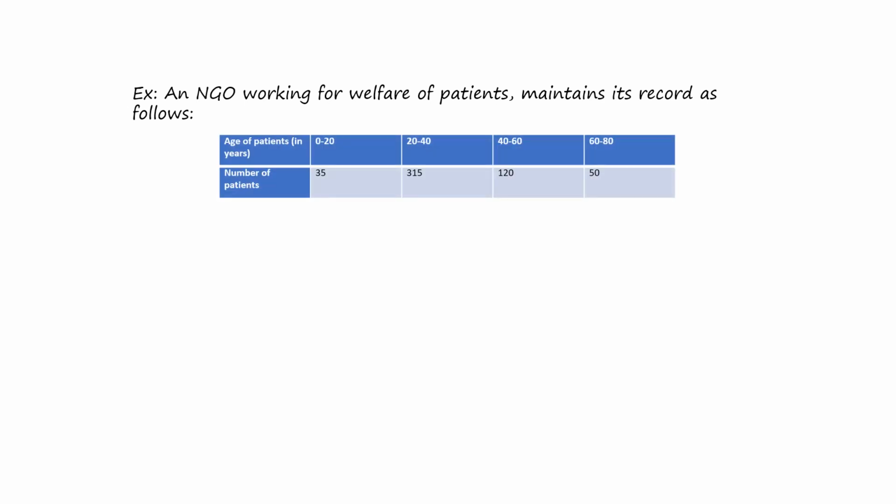Let's see another example. An NGO working for the welfare of patients maintains its record as follows. So here is the record of the NGO. Find the average age of the maximum number of patients. Maximum number of patients means we have to find the mode.